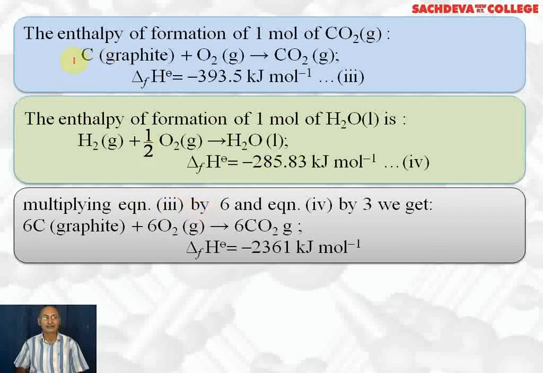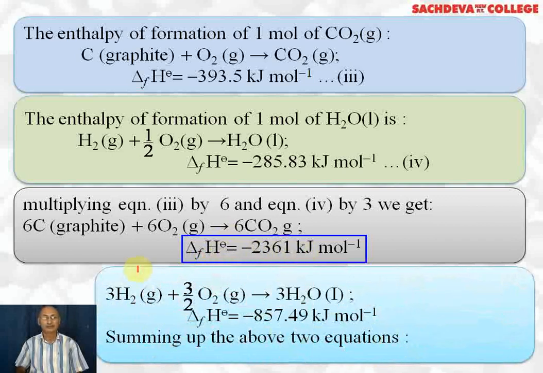Why we want 6? Because for benzene we need 6 moles of carbon graphite. And the fourth equation we want to multiply by 3. Why 3? Because we need 3 moles of hydrogen for formation of benzene. So when you multiply equation 3 by 6, we get 6C graphite plus 6 O2 gas gives you 6 CO2 gas. Be careful, delta H also has to be multiplied by 6 and we will get minus 2361 kilojoules for 6 moles, but we write per mole.